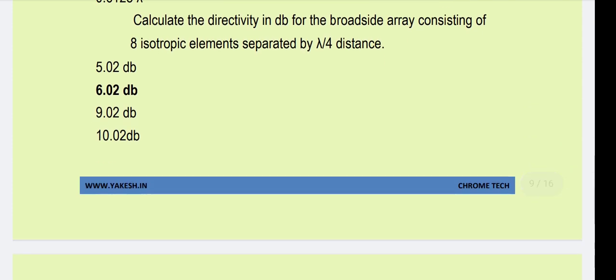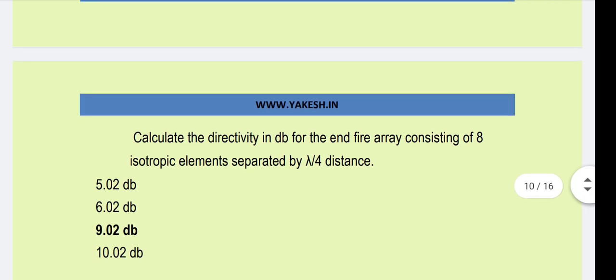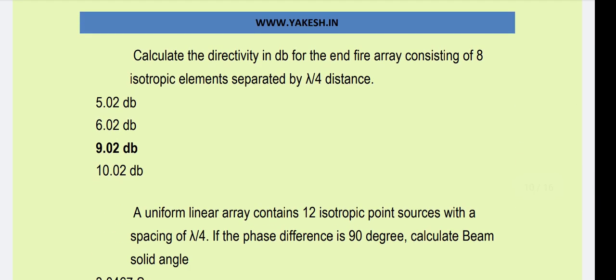Calculate the directivity in decibel for a broadside array consisting of 8 isotropic elements separated by lambda by 4 distance. Option B is the answer, 6.02 dB. Calculate the directivity in decibel for an end-fire array consisting of 8 isotropic elements separated by lambda by 4 distance. Option C is the answer, 9.02 dB.